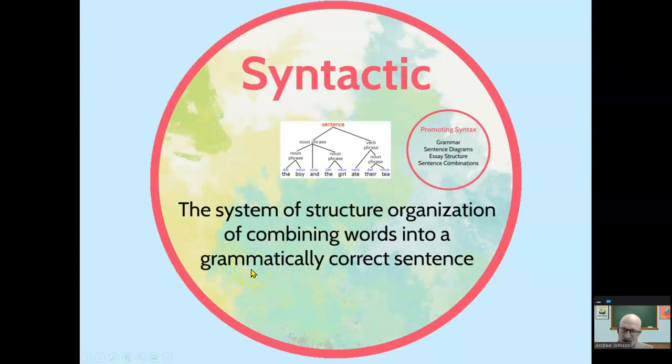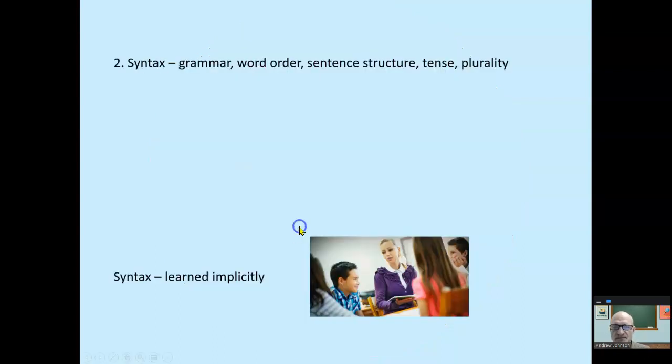The syntactic. Syntax has to do with grammar, the structure of the language, word order. As your brain reads, you use your knowledge of grammar, sentence structure, word order, tense, plurality to recognize words. This is the second most efficient cueing system, and I'm going to demonstrate this in a bit. Syntax, grammar, word order, sentence structure.